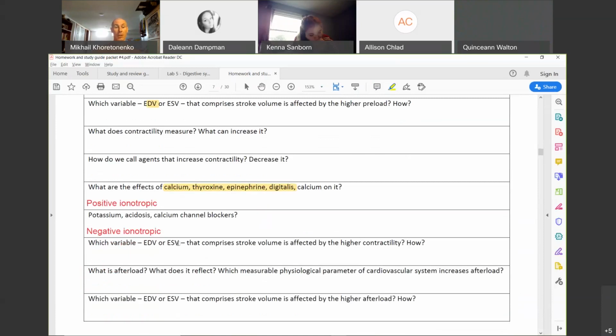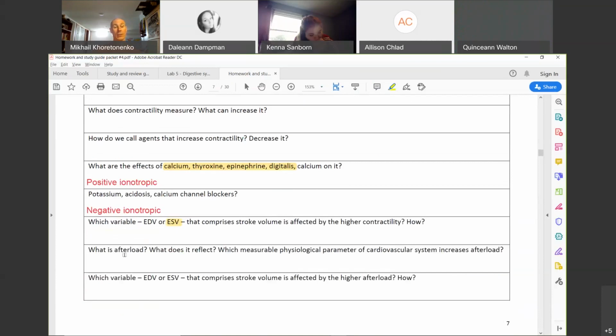Higher contractility reduces ESV. Afterload basically reflects the blood pressure in the great vessels, in the pulmonary trunk or aorta or both. Higher afterload means higher blood pressure. Higher afterload affects ESV by increasing it. Since the heart works against the higher pressure, more blood is left in the heart, ESV increases, stroke volume decreases.